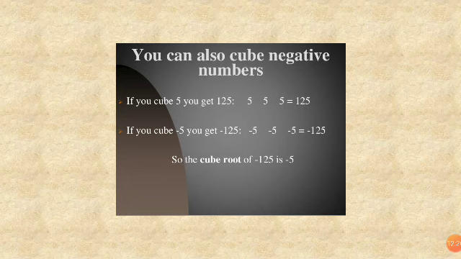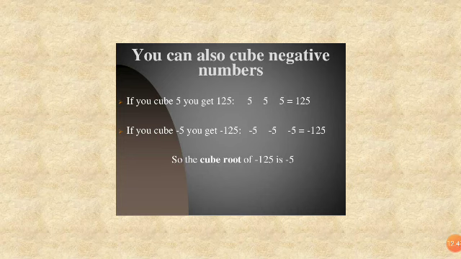You can also cube negative numbers. If you cube 5, you get 125. 5 into 5 into 5. 5 5s are 25. 25 5s are 125. If you cube 5, you get 125.